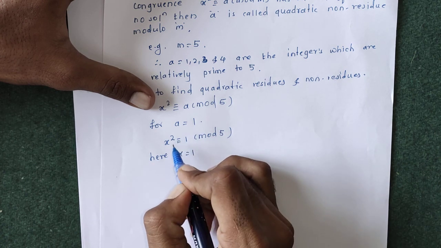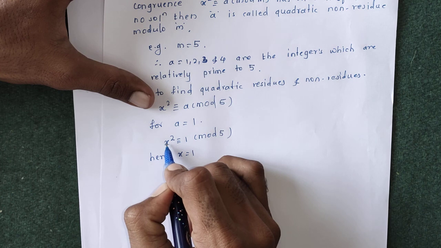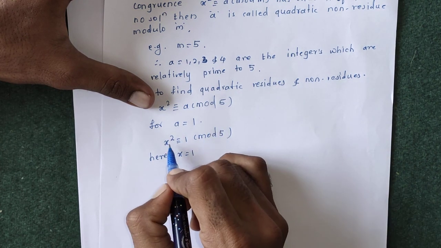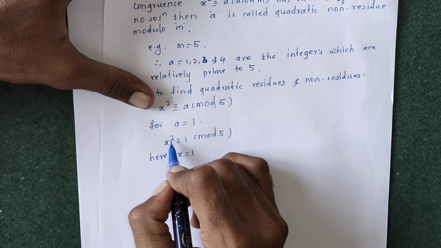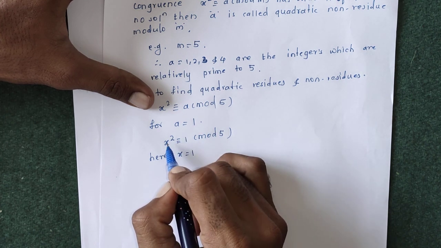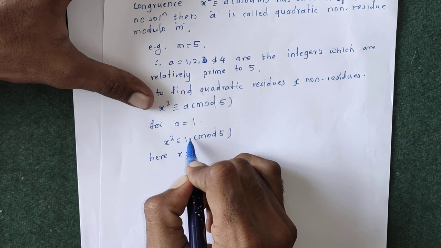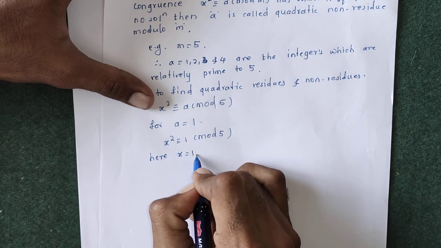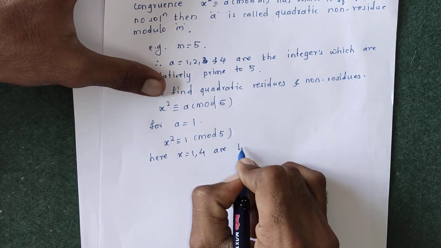There may be more than one solution for this congruence. If you take x is equal to 2, then 2 square is 4, 4 minus 1 is 3, so 3 is not divisible by 5. If you put x is equal to 3, then 3 square is 9, 9 minus 1 is 8, and 5 doesn't divide it. If you put x is equal to 4, then 4 square is 16, 16 minus 1 is 15, and 5 divides 15. So here there are two solutions, x is equal to 1 and x is equal to 4.